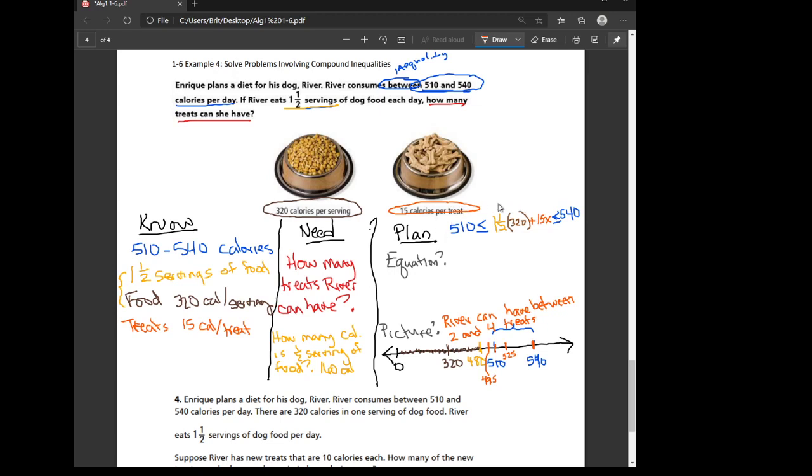And now we could break it into two inequalities and solve it. But I need a little bit more space. I didn't plan this out very well, apparently. So I'm going to go ahead and erase my stuff on my number line, that way we have room to solve our math problem.